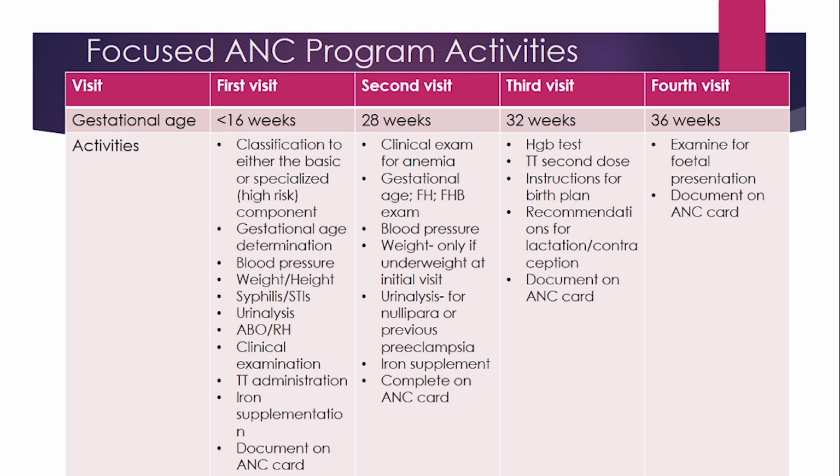You also check the hemoglobin concentration. You want to give the second dose of tetanus toxoid immunization, and you want to start giving out instructions on the birth plan. And you also want to give recommendations for lactation, contraception, and everything at each visit must be properly documented in the routine antenatal card that is personalized to the patient.